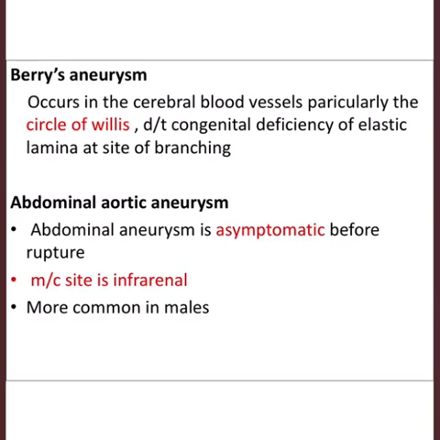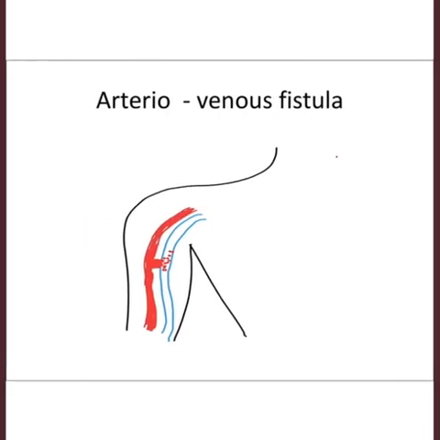Abdominal aortic aneurysm is usually asymptomatic before it ruptures. When it ruptures, it causes immense pain and sudden hypotension. The most common site is infrarenal, and it is more common in males.